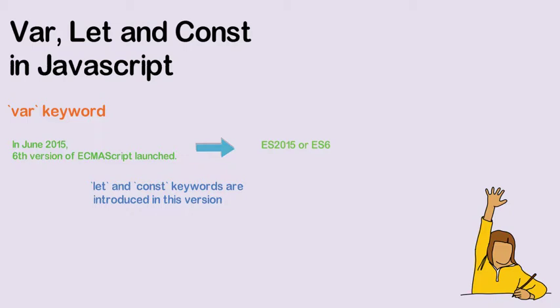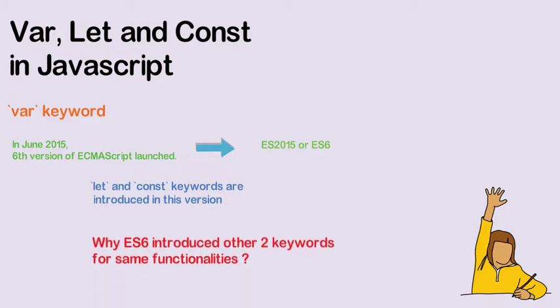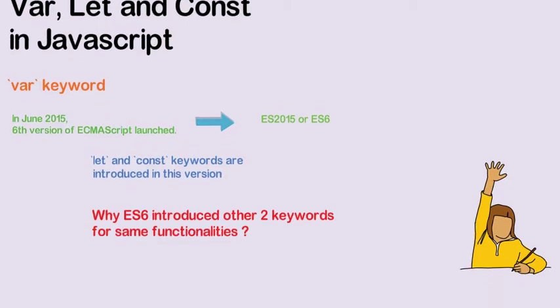Now you might have confusion that if we already have the var keyword for variable declaration, then why did ES6 introduce two other keywords for the same functionality? Let's check the difference here.